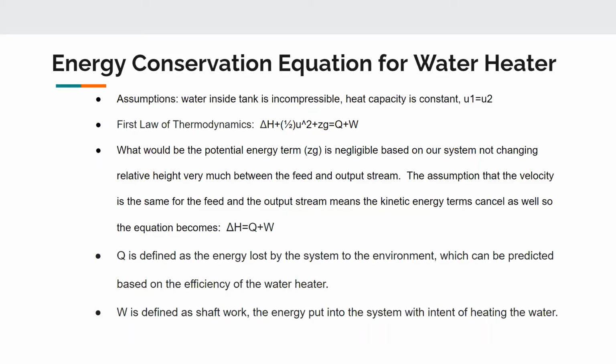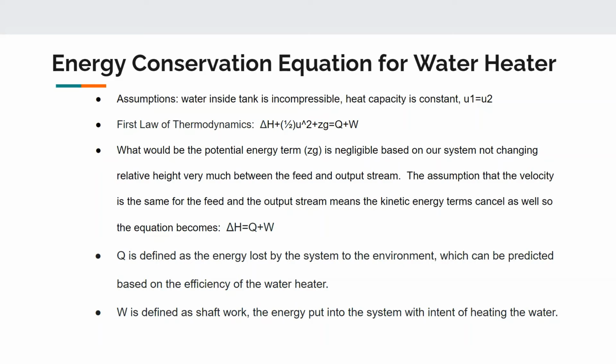The first law of thermodynamics is stated as the change in enthalpy plus 1/2 velocity squared plus height times gravity equals Q plus W. The potential energy term is negligible based on the fact that our system has a relative height change that is very small between the two different streams. The velocity is going to be assumed, as we stated, as the same for the input and output streams, so the kinetic energy terms will also cancel out.